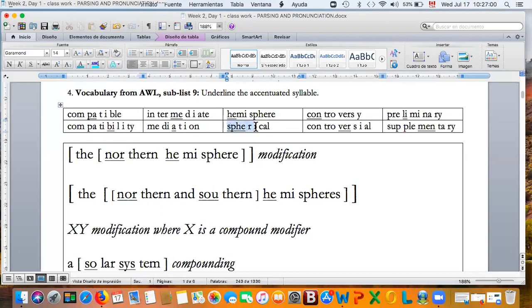The related word, spherical, is pronounced the way it is because between the suffix and the root, you have this connecting vowel. So of course it's pronounced spherical. Let's pronounce them together. Hemisphere. Spherical.